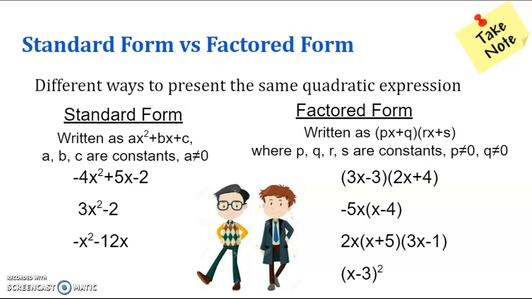So these are all examples of factored form. You're multiplying, one factor is 3x minus 3 and the second factor is 2x plus 4. What about this? We only have one parenthesis. However, that still is okay. The first factor is negative 5x, and the second factor is x minus 4. In this case, you have three factors. 2x is a factor, x plus 5, 3x minus 1. But in this case, this is not quadratic anymore, is it? It's cubic because we have x times x times x, so we are going to have x to the power of 3. But nonetheless, this is still a factored form of a cubic polynomial.